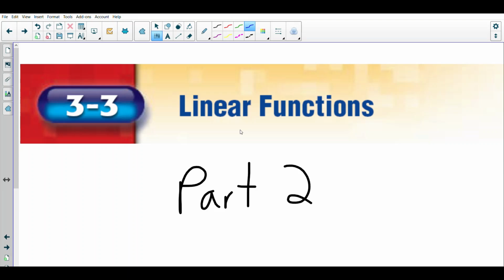Okay, welcome back to section 3-3, linear functions. This is part 2. Today we're going to talk about graphing these linear functions. There's a couple different methods, so we're going to go over those and get started right now.